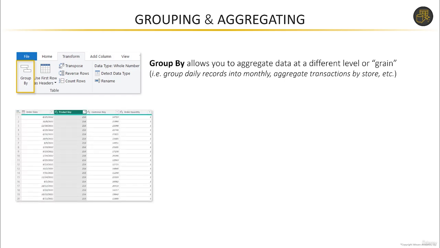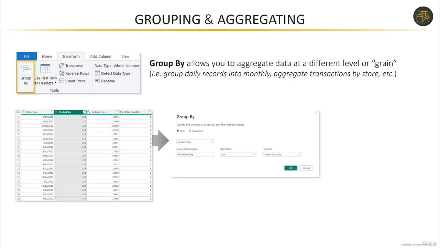Here we've got order quantities by order date, product key, and customer key. The important thing to note here is that we have multiple orders for a given product key. In this case, product number 214 has been ordered multiple times on multiple days by multiple different customers. If you wanted to transform this table into a summary of order quantities rolled up by unique product keys, the Group By option is a great way to do that.